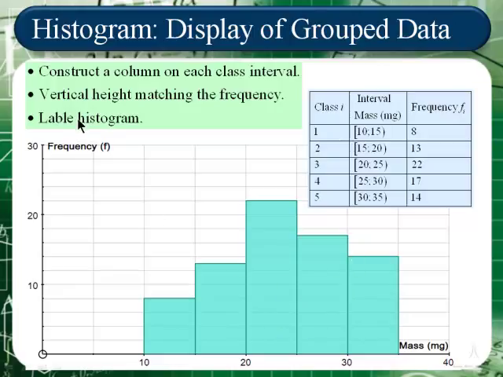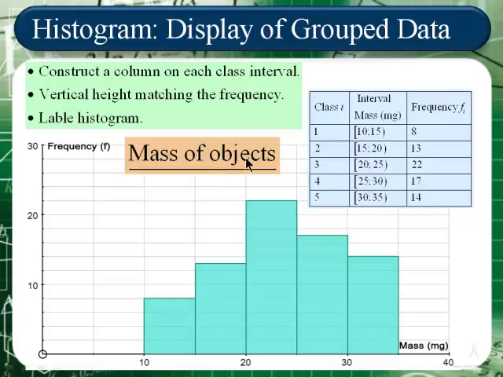It is important that we label the histogram properly. So there's a label on the horizontal axis, where we indicate the mass in milligram. There's a label attached to the vertical axis. Here we have the frequency, and we need to have a suitable heading. In this case, the mass of the objects will do.